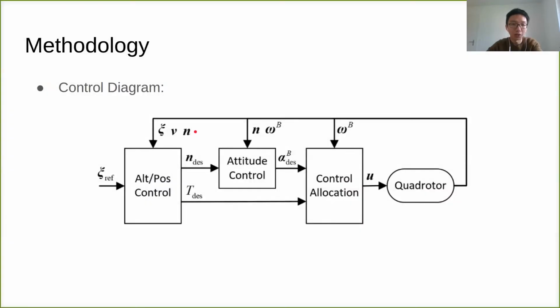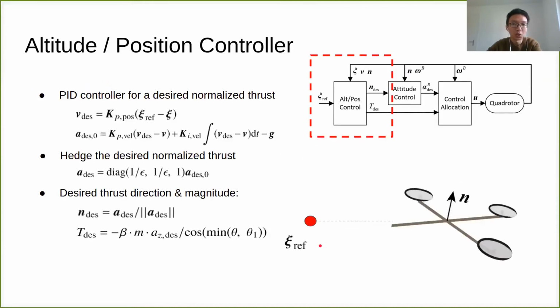Now let's have a look at the general control diagram. Our controller consists of three parts. The first is the altitude and position controller, which transforms the altitude and position reference to the reference of the thrust direction and the thrust magnitude. The second block, the attitude controller, transforms the thrust orientation to the desired angular acceleration of the quadrotor. The third part, control allocation, uses the above information to calculate the thrust command of each individual rotor. Now let's look at them in detail.